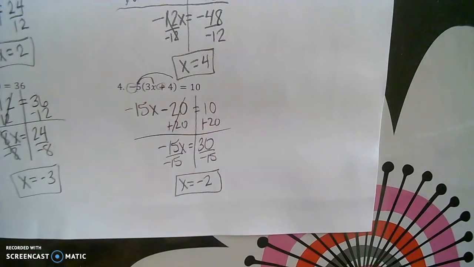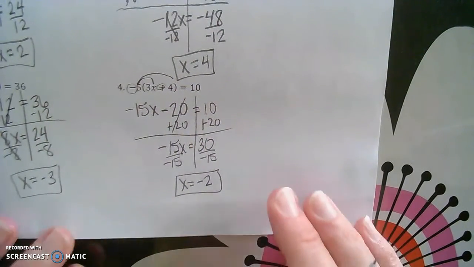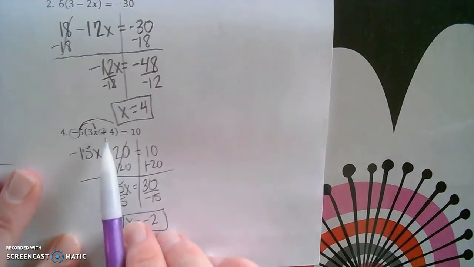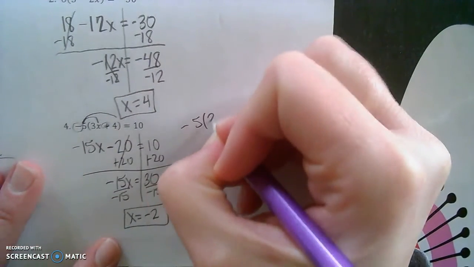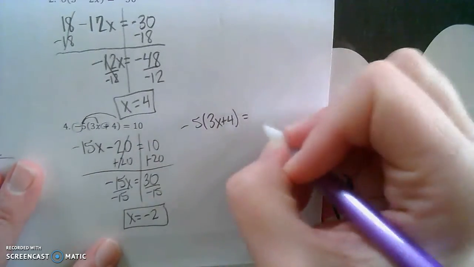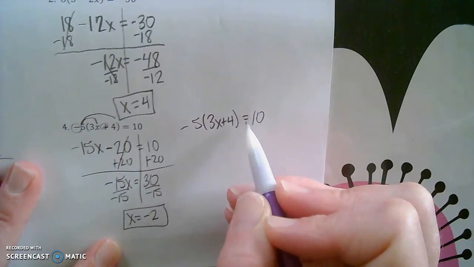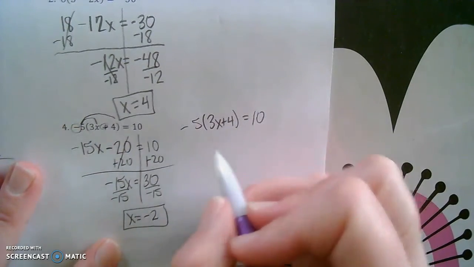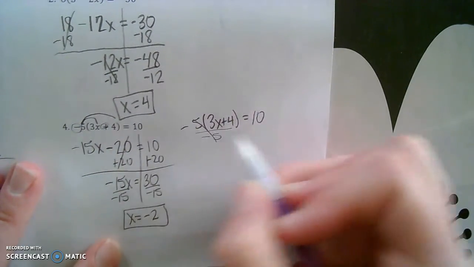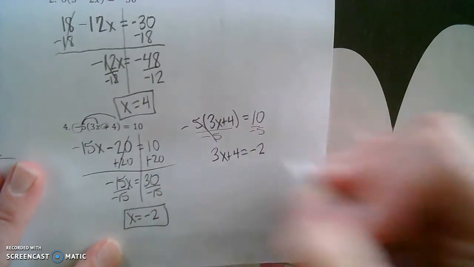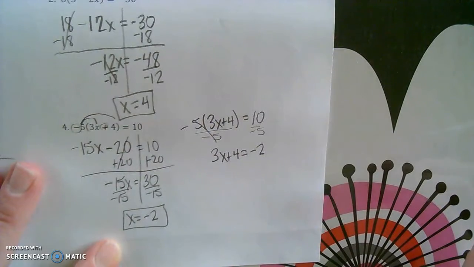Now I do want to show one other thing. Some of you maybe noticed this anyway. I'll just go ahead and do this one right here. Remember, this is multiplication. Negative 5 times this whole thing equals 10. What you can do is you can actually divide by negative 5 to start the problem. 3x plus 4 equals negative 2. So instead of distributing, you can actually divide both sides by whatever is being multiplied on the outside.